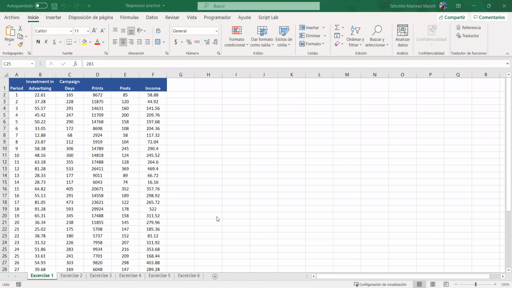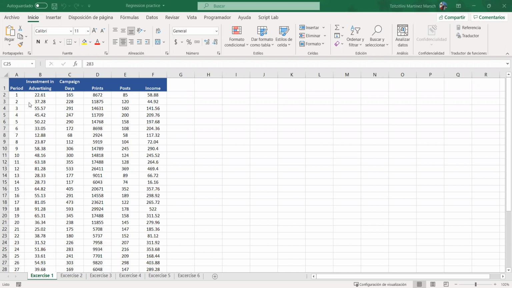Hi guys, so today we're going to be doing some exercises with multiple regression in Excel, and we're also going to be seeing it in Minitab, okay? So these are the exercises we did in class, and we have a company who wants to forecast income based on how much we invest in advertising, our campaign days, our prints, and our posts.